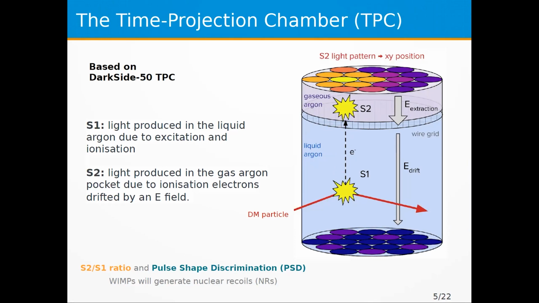And by the difference of time between the S1 and S2 pulse, we can derive the z coordinate of the particle. While when it comes to x and y position, we can calculate it from the S2 light pattern on the array of photomultipliers on top and bottom of the TPC.